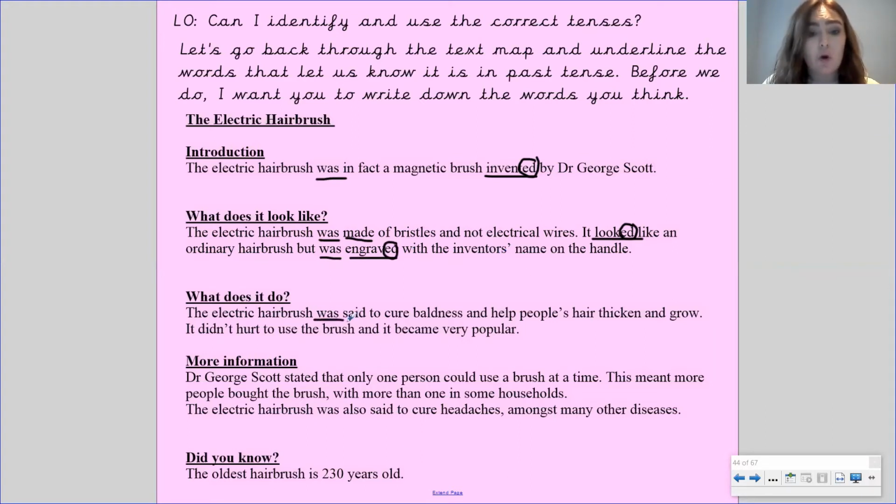The electric hairbrush was said to cure baldness and help people's hair thicken and grow. It didn't hurt to use the brush and it became very popular. Dr. George Scott stated that only one person could use the brush at a time. This meant more people bought the brush, with more than one in some households. The electric hairbrush was also said to cure headaches amongst many other diseases, and the oldest hairbrush is 230 years old. So all of those ones I have underlined show us that it was written in past tense.